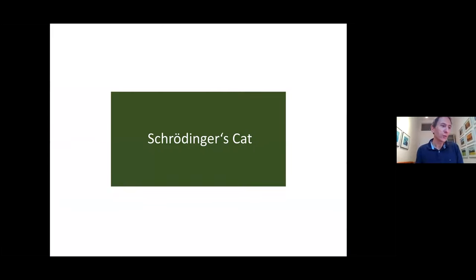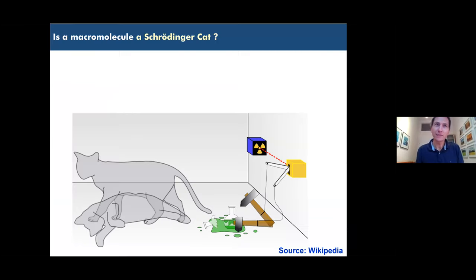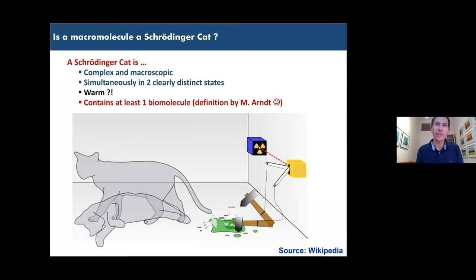On the philosophical note, we always kind of claim that this is also kind of a Schrödinger's cat. Well, you know the story about Schrödinger's cat. I can skip that in a certain sense. But the idea is to prepare macroscopic superpositions that are complex. And I would claim, that's my personal definition, that it should at least contain one biomolecule. Otherwise, it's not a cat. But that's a very specific definition only for me.